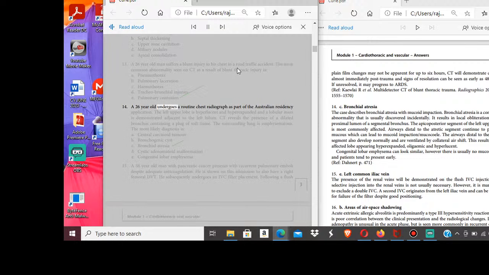14. A 26-year-old undergoes a routine chest radiograph as part of an Australian residency application. The left upper lobe is hyperlucent and hyperexpanded, and a lobular mass is demonstrated adjacent to the left hilum. CT reveals the presence of a dilated bronchus containing a plug of soft tissue. The surrounding lung is emphysematous. The most likely diagnosis is: A.